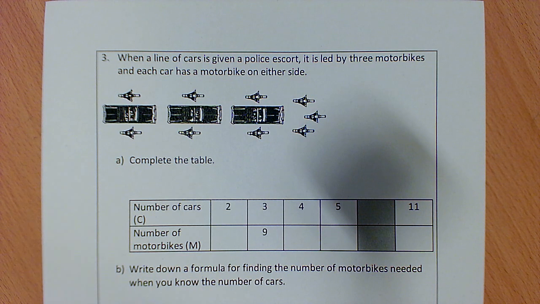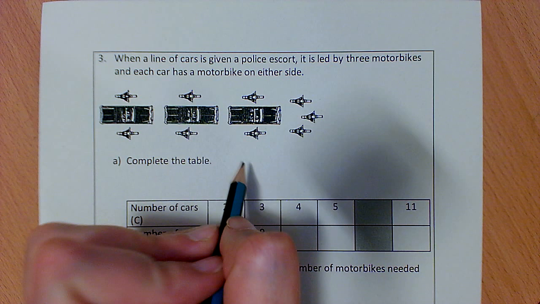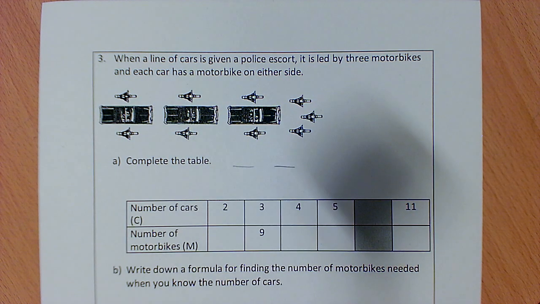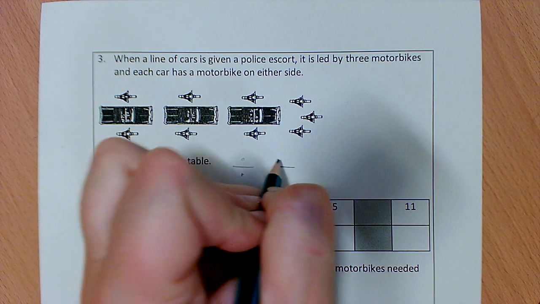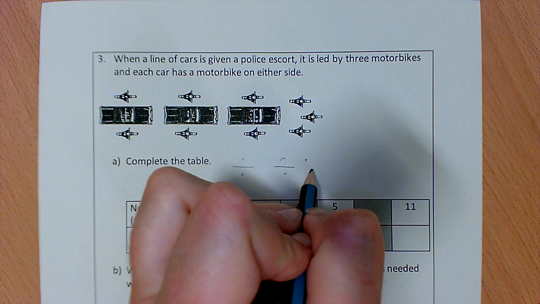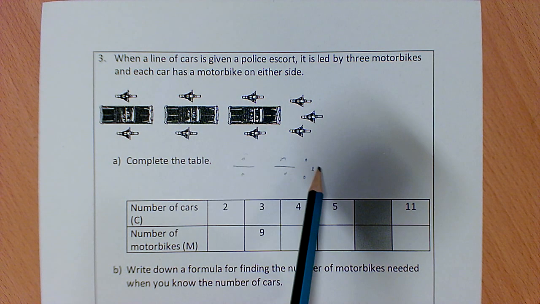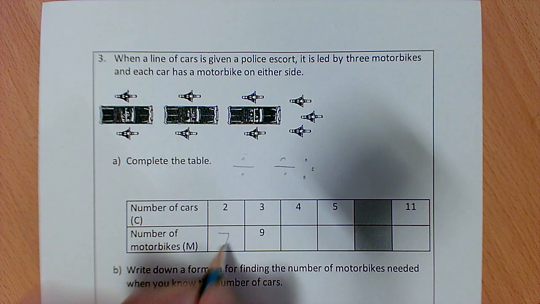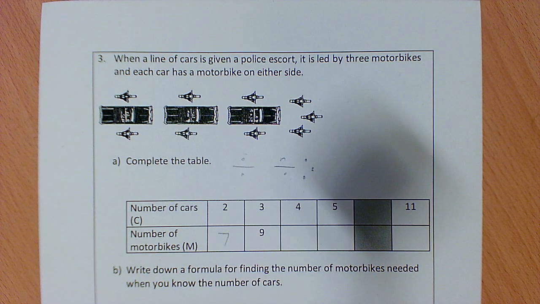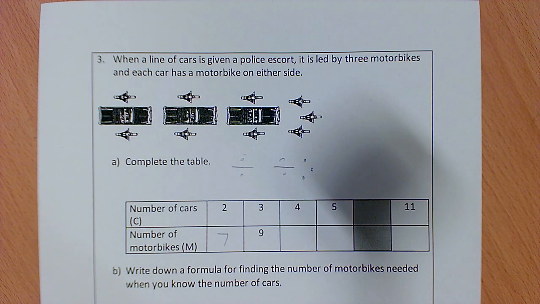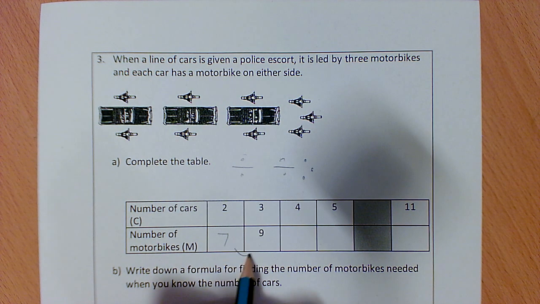We do. So we want to complete the table. Well, let's do the second one. So if we had 2 cars, now there would be a police escort on each side, followed by 3 motorbikes. So that means we would have 1, 2, 3, 4, 5, 6, 7 police officers. Now you could draw the picture for the rest of them, but the pattern will start to form. So we can use our table.